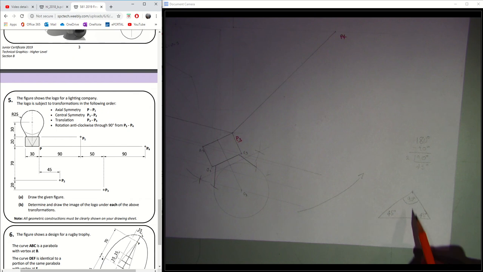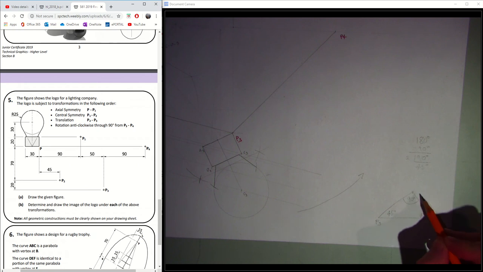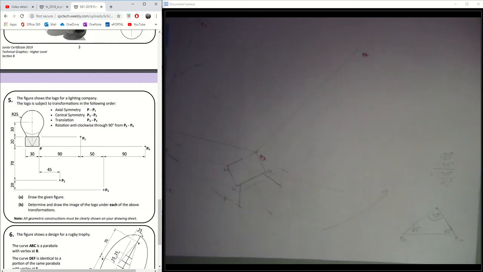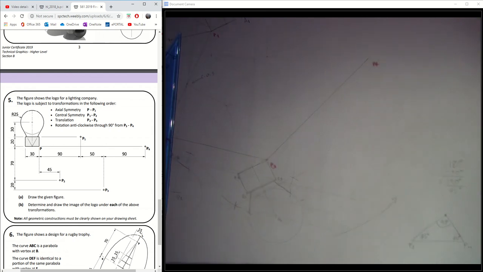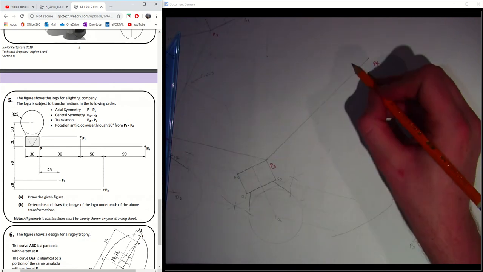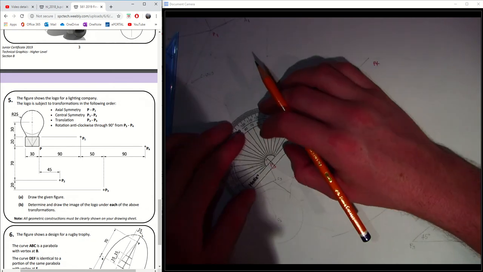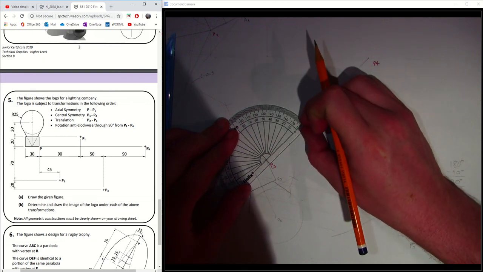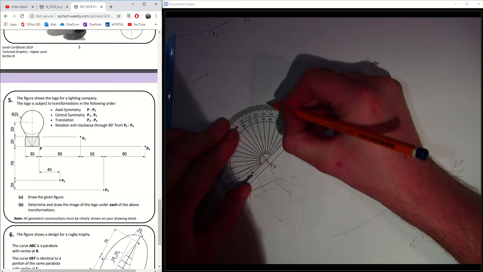The line opposite my center of rotation is going to be the same as my P3, P4 line. So if this is my center of rotation, the line opposite that is my P3, P4 line. Now let's put this back up here. That means this angle here at P3 needs to be 45, and this angle here at P4 needs to be 45. So I'm going to get my protractor at P3, measure along, and mark off 45 degrees.